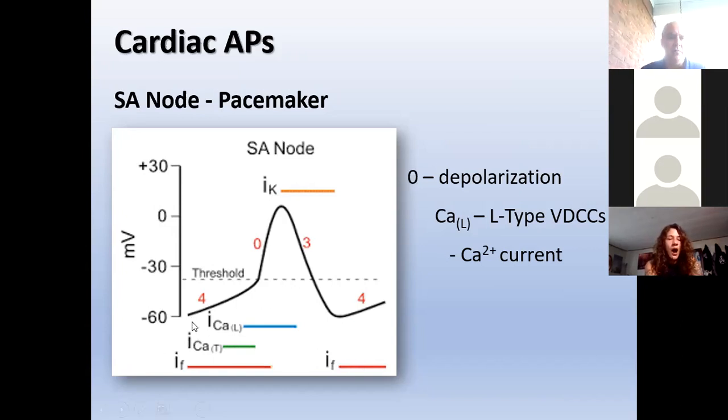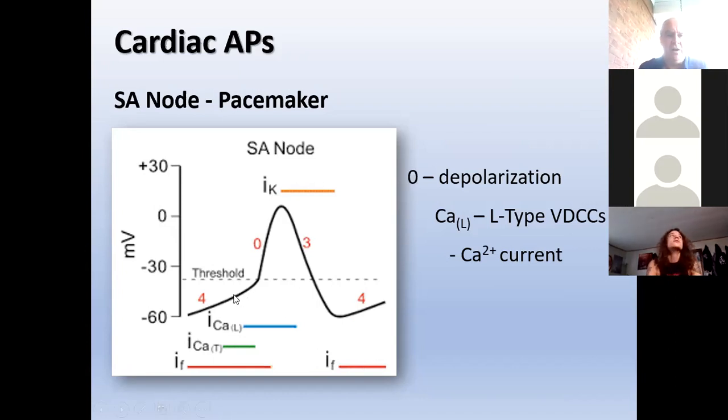But anyway, right here in our SA node, first you've got this funny current depolarizing you a bit, and then the transient current adds to that and depolarizes you more until you hit this threshold. And when you hit the threshold, these voltage-dependent calcium channels open. So these channels operate very similar to sodium channels. They go from closed to open during depolarization, and then they inactivate.